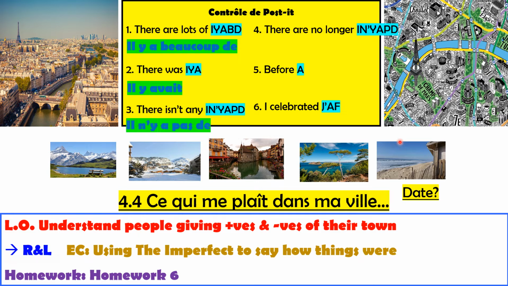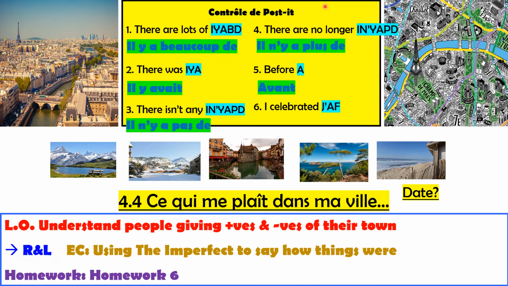Number 4, we looked at this last lesson, posh negatives we called them. Pas is not. How do you say no longer? You still need this bit, but you just have to change this word. There are no longer is: il n'y a plus de. All right, number 5. Before, say avant. Now remember, this is a key imperfect phrase. You say avant, quand j'étais jeune, il y avait. Beautiful. The examiner's going to love that.